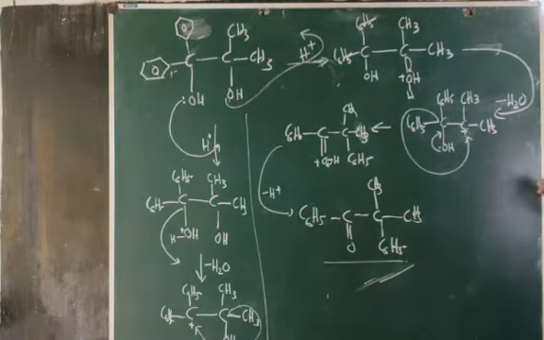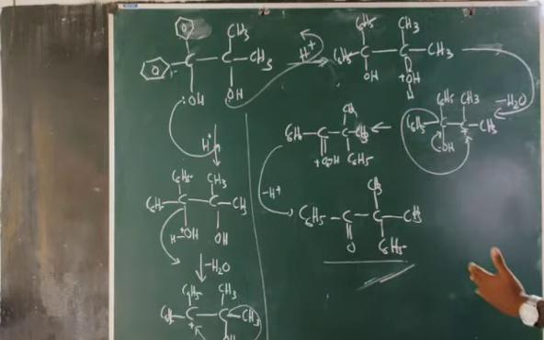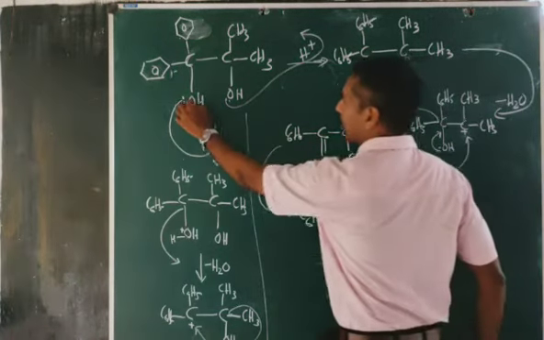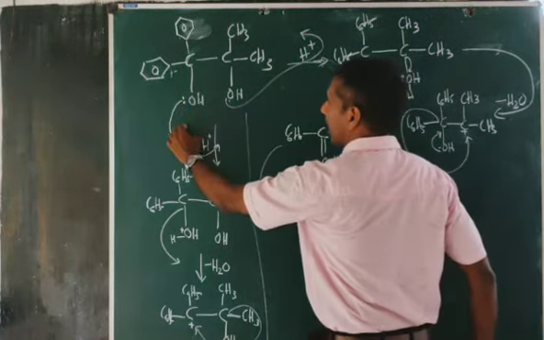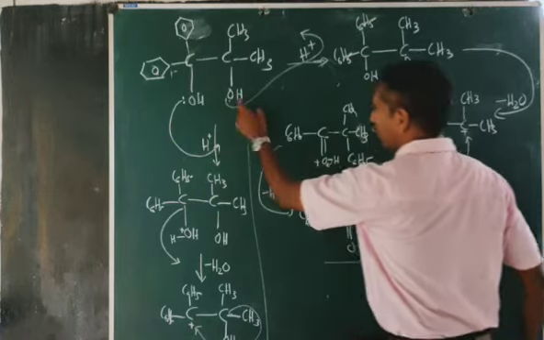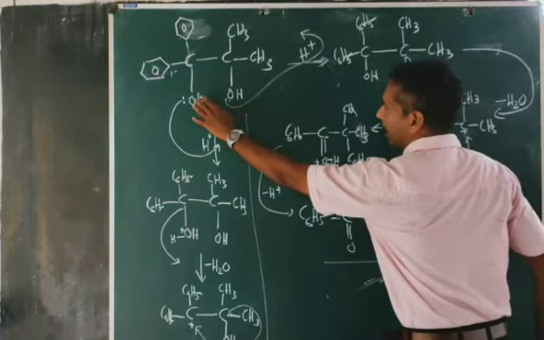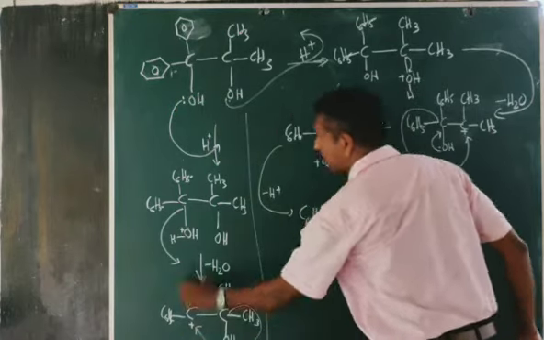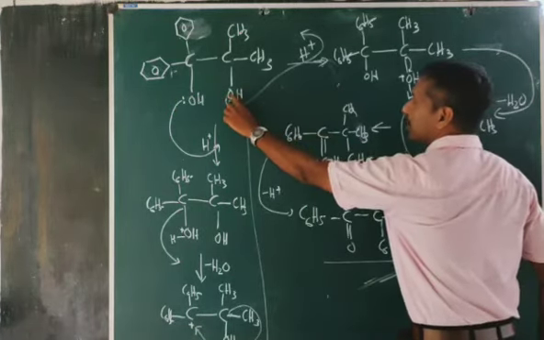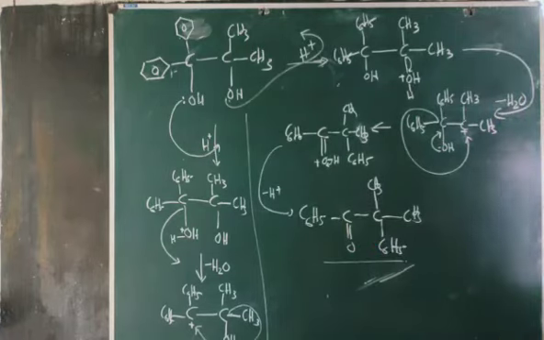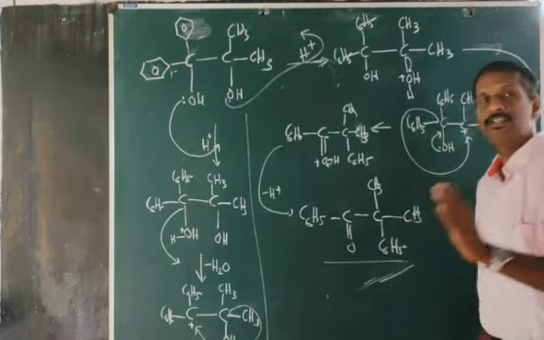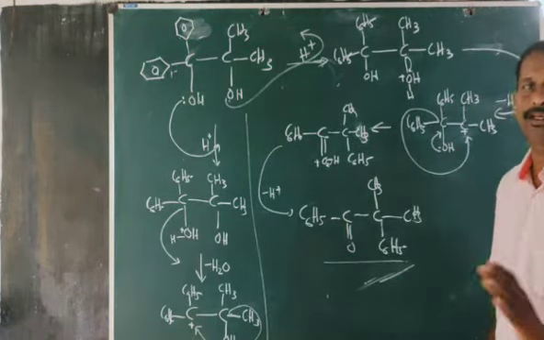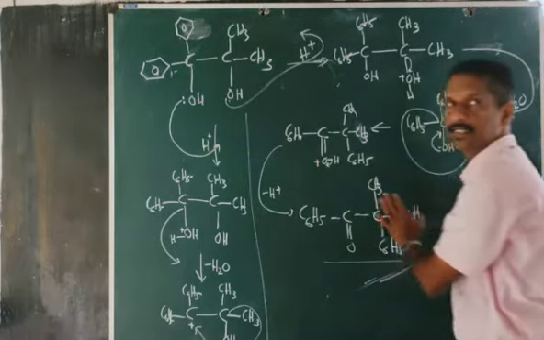Now look at here. Which is the major product? When protonation of this OH group is happening, we get one product, and the protonation of this other OH group, we get another product. So which is the major product, the first one or the second one?